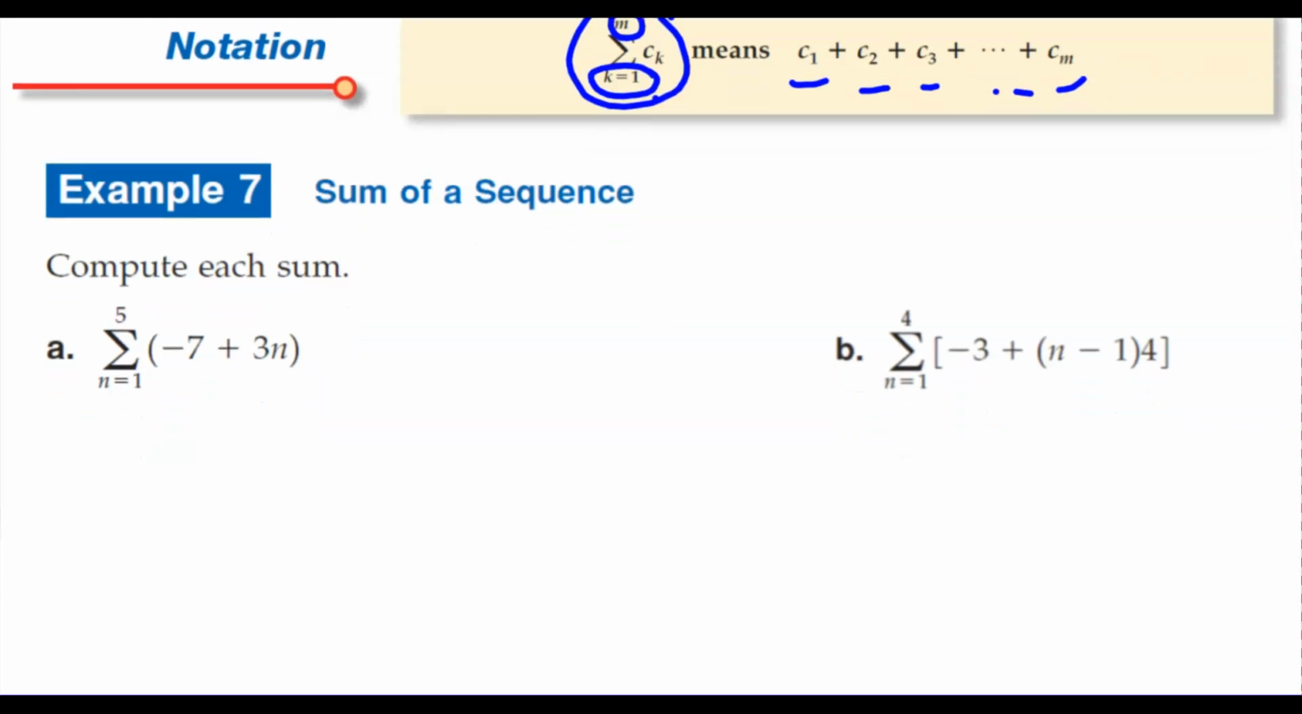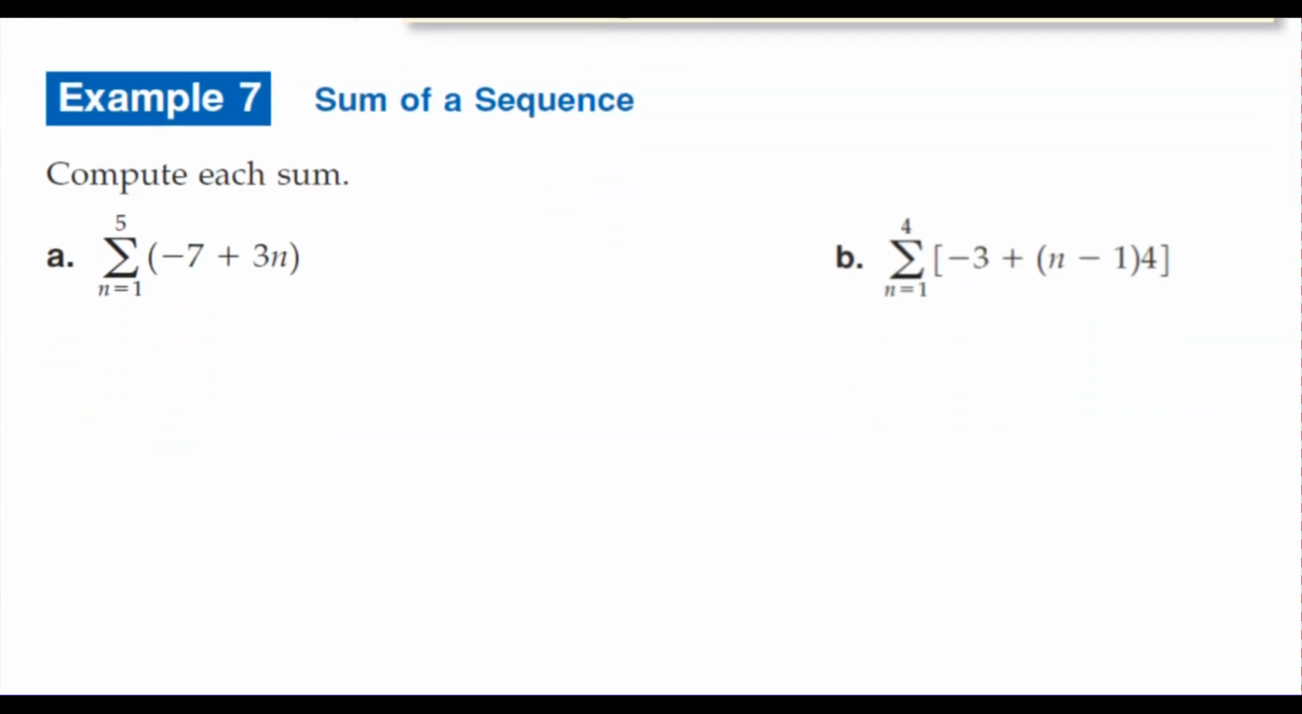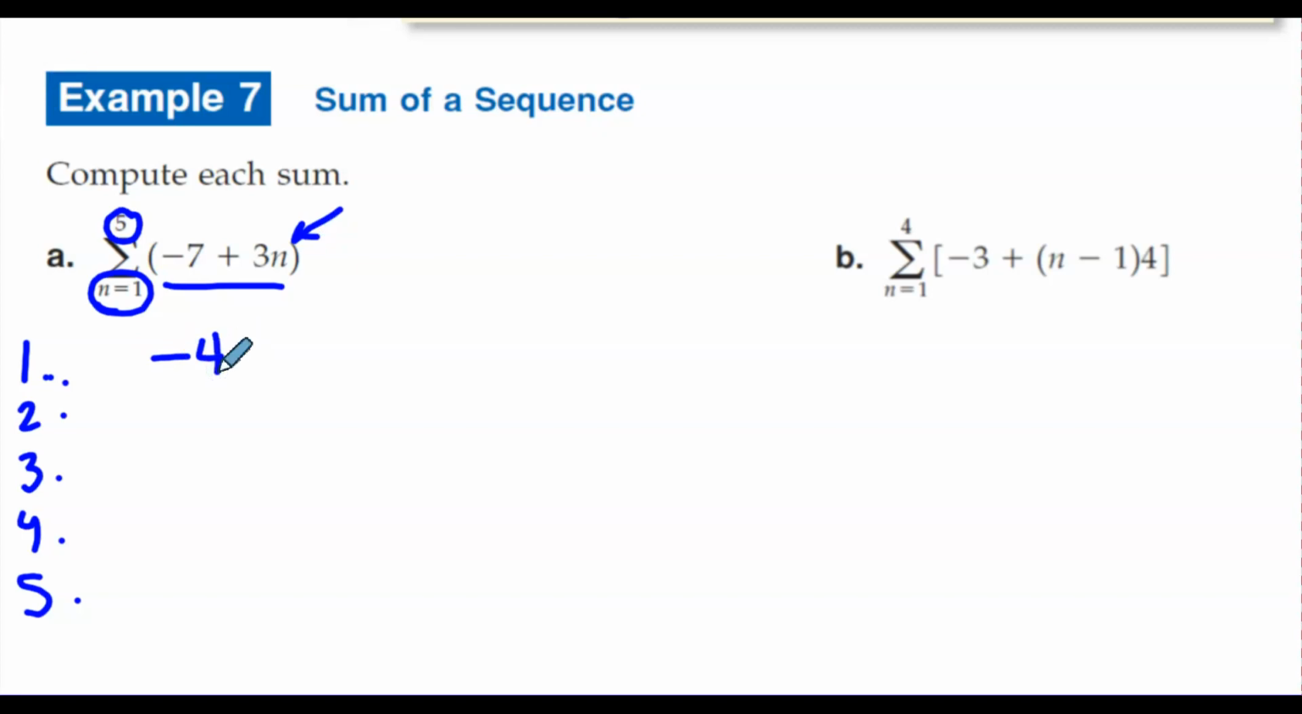In example 7 it says compute each sum. And in part A it's asking us to find the first through fifth term of this sequence. So all I have to do is figure out the first, second, third, fourth, and fifth term, and then add them all together. So the first term, I find that by replacing the letter n with 1. 3 times 1 is 3, plus negative 7 is negative 4. The second term, I do the same. 2 times 3 is 6. 6 plus negative 7 is negative 1.